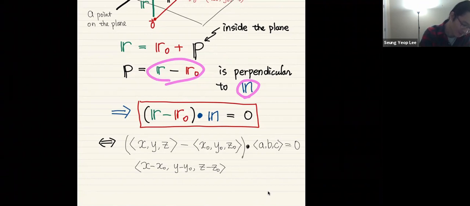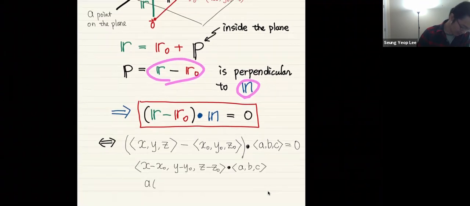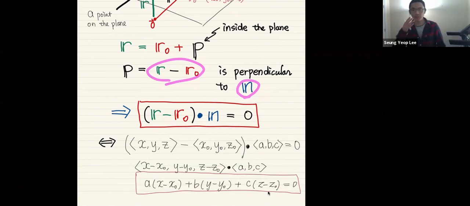Okay, dot product with A, B, C, that's the left-hand side. And what is that? That's A times X minus X naught, plus B times Y minus Y naught, plus C times Z minus Z naught, is equal to 0. That's the equation that represents the plane that passes through X naught, Y naught, Z naught and has the normal direction A, B, C.